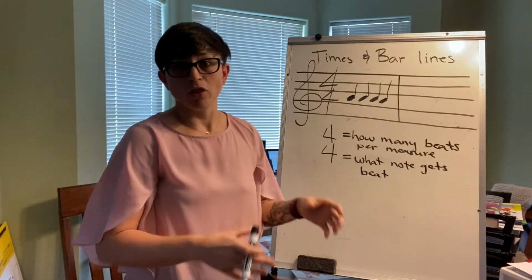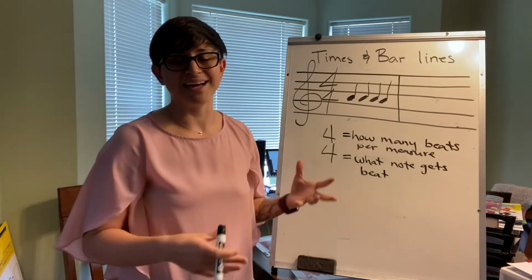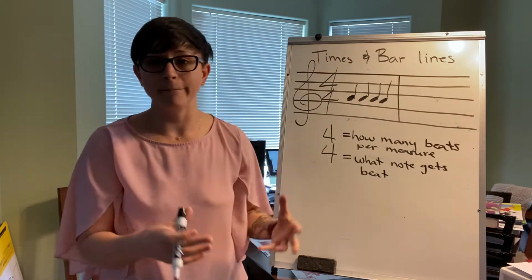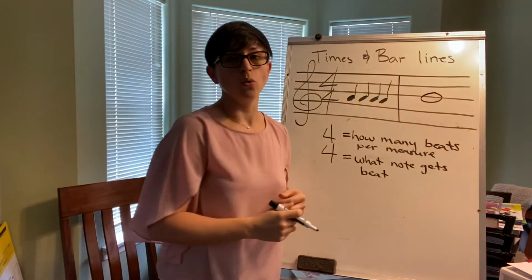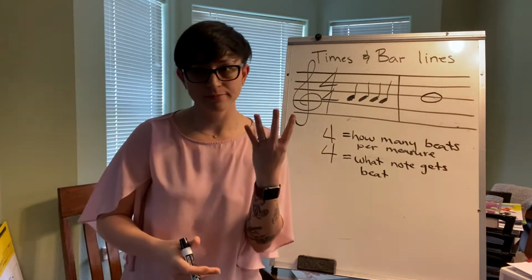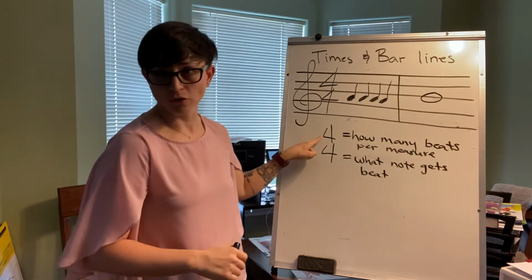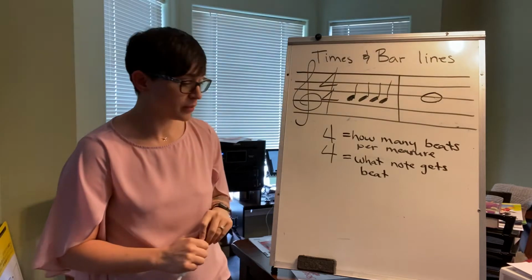So in 4/4 time, the note that would fill up the entire bar, the entire measure, would be a whole note. Why? Because a whole note gets 4 beats, okay? 4 beats in a measure, quarter note gets the beat.